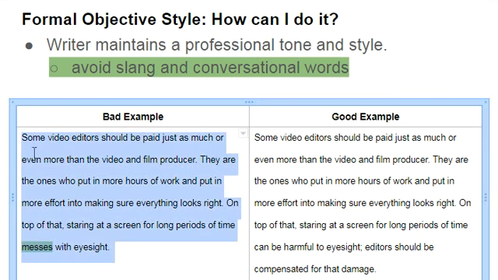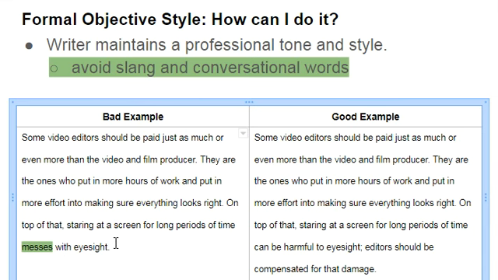This student was arguing about video editing on the behalf of video editors, and he said, some video editors should be paid just as much or even more than the video and film producer. They are the ones who put in more hours of work and put in more effort into making sure everything looks right. On top of that, staring at a screen for long periods of time messes with eyesight. Alright, this word right here, messes with. I should say this whole term, messes with. That's a slang type term, okay? It's not a professional tone.